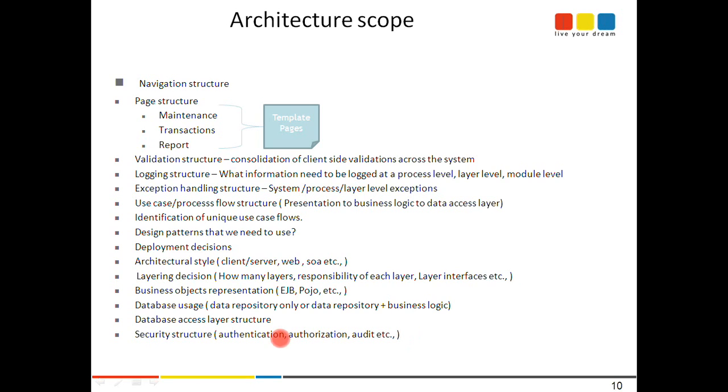Then the last, but not the least, the most important is the security structure, right? What is your authentication layer? What is your authorization layer? What is your audit? How are you going to do that? If you look at it, when you say the software architecture is complete, just go through this, try to expand it, and make sure that you have done everything. Then only is your software architecture complete. Okay, so clear?